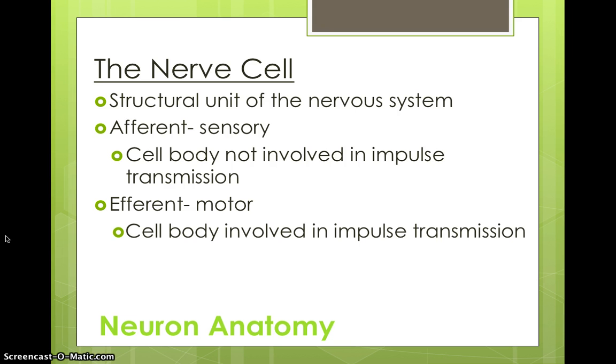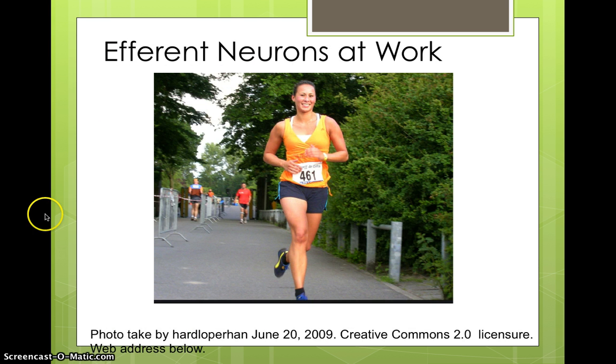The basic structural unit of the nervous system is the nerve cell. Nervous system cells involve afferent neurons, which are sensory neurons that convey information from the peripheral to the central nervous system, the spinal cord, and the brain. Efferent nerve cells, on the other hand, are motor neurons. These motor neurons convey information from the CNS, or central nervous system, which is the brain and spinal cord. Efferent neurons, for example, are the neurons that work hard when you go running. Your brain sends information to the neurons and your muscles move.